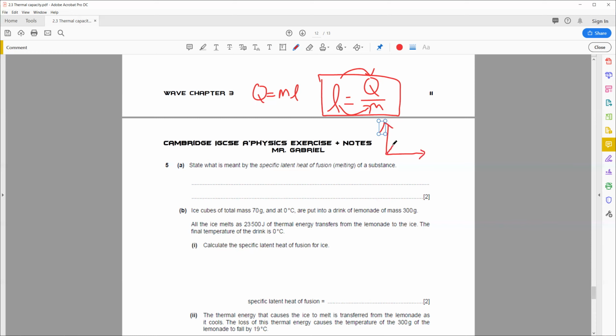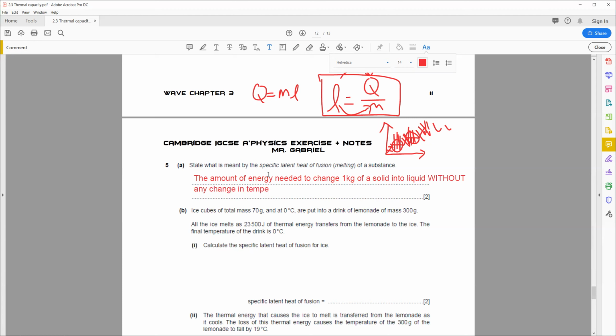Remember or not? The graph last week, we talked about it, right? Why are there flat lines here? It's because the energy is absorbed by the bonds, right? If they're absorbed by the bonds, it means to say no increase in temperature, the energy is used to break the bonds. These are the keywords, guys, in terms of latent heat of fusion. So it is basically the amount of energy needed to change 1 kg of a solid into liquid without, keyword here, without any change in temperature.